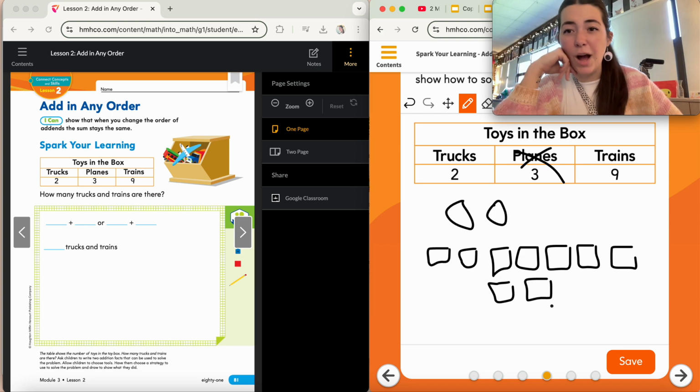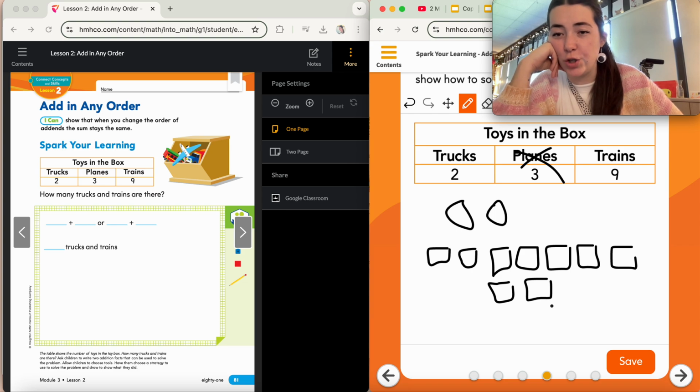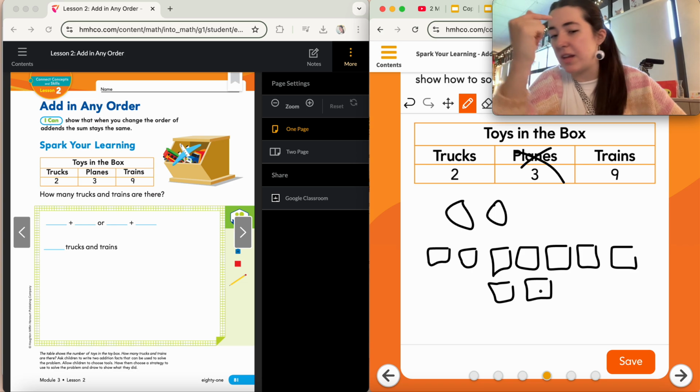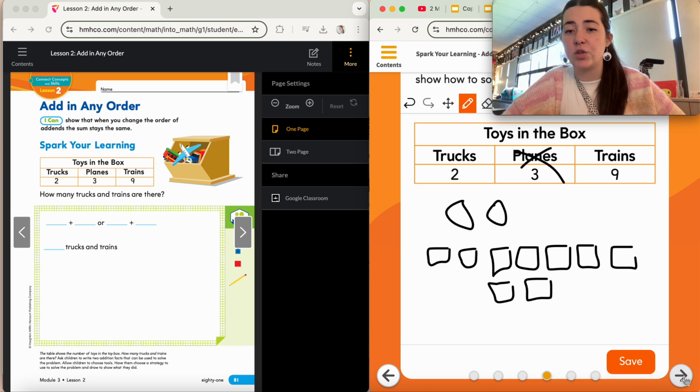Now to figure out the sum, what do we need to do? Count them all together. Let's count them all together and see what we get. 1, 2, 3, 4, 5, 6, 7, 8, 9, 10, 11. Hold that number in your head. Keep 11 up in your brain. I'm going to click to the next screen.